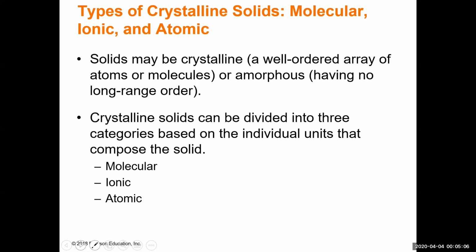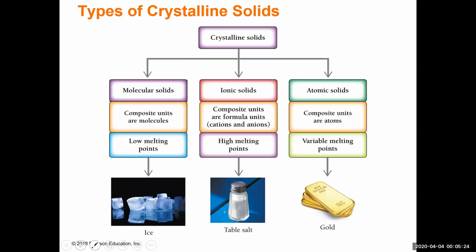Crystalline solids can be divided into 3 categories. This is based on the individual units that compose the solid. We can have molecular crystalline solids, ionic crystalline solids, and atomic crystalline solids. Here we see a table where the crystalline solids can be broken into the molecular solids, ionic solids, or atomic solids. For molecular solids, their composite units are molecules, and they have low melting points. So for example, ice is a molecular solid.